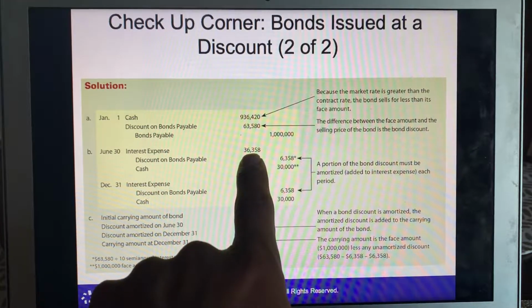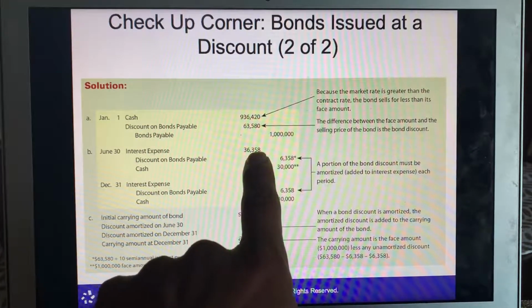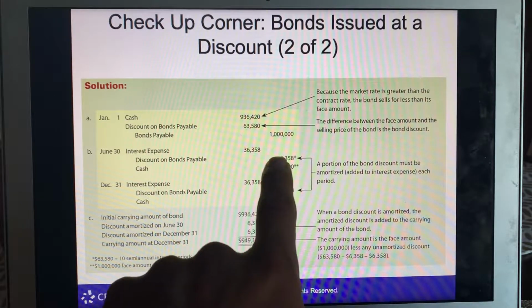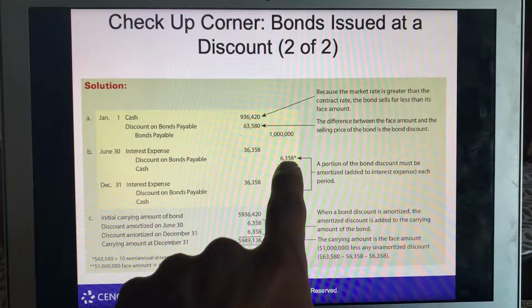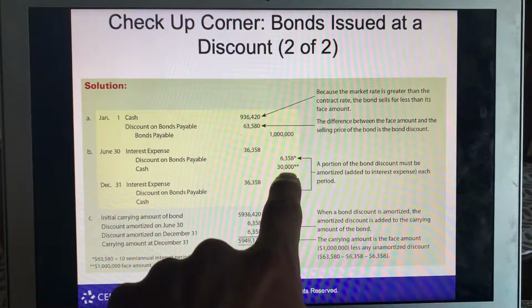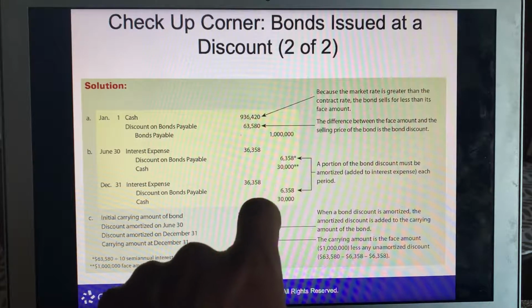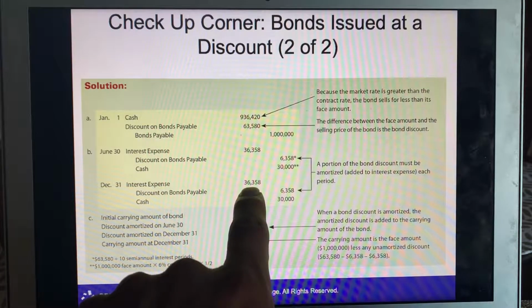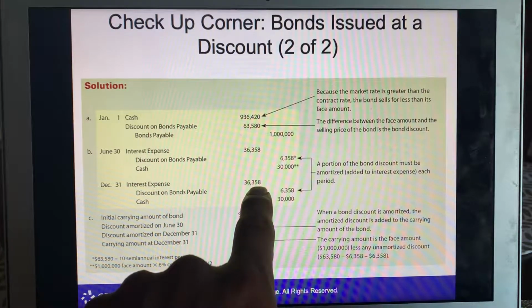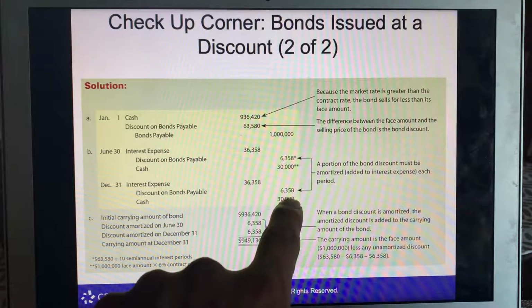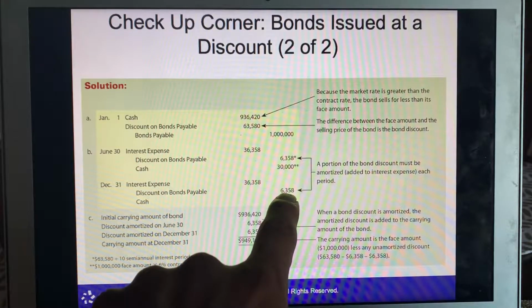So the interest expense on that is going to be $36,358. So that bonds payable discount is going to give us, by the way, that's 10% of that over there. Okay, so cash of $30,000. And then on December 31st, $36,358. And then there's our discount. We're still receiving cash of $30,000. So there's the bond discount.